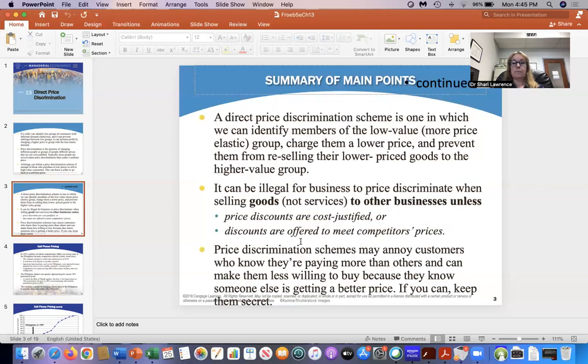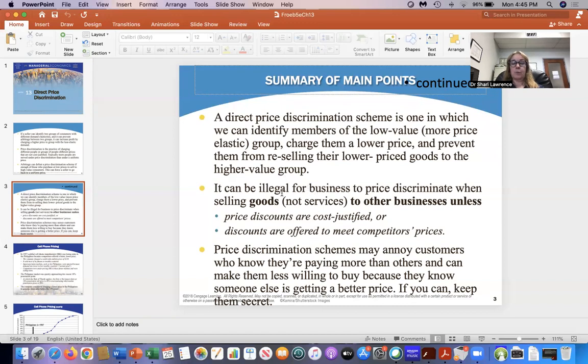All right, let's see here. With direct price discrimination, you can identify the members of the low value or more price elastic group and charge them a lower price. And then you've also got to prevent them from reselling their lower priced goods to the higher value group, which can be increasingly difficult today because we have so many options to resell things. So it's more of an issue today than before.